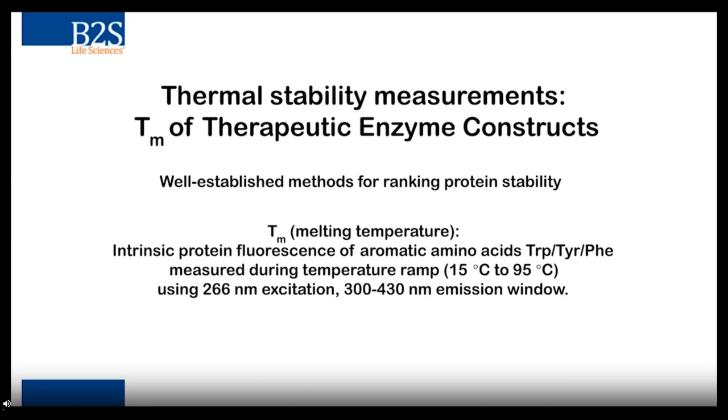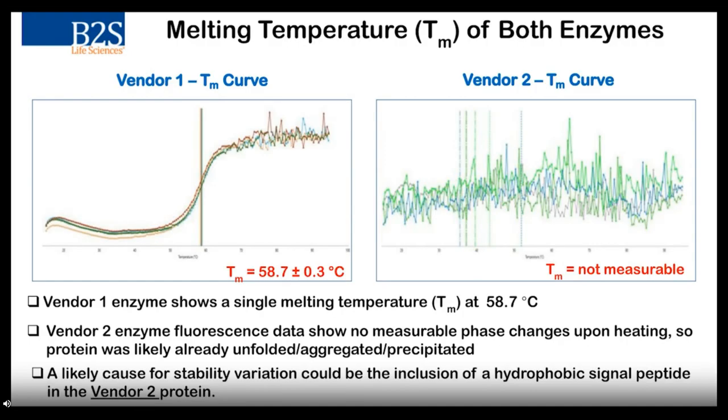So after we collect the DLS data, we often use the same samples within the same Uncle to perform a TM study. So this is thermal stability by way of melting point or melting temperature, which we often shorten as TM. And as Kevin mentioned at the top of the presentation, this is essentially measuring the intrinsic fluorescence of a protein as a function of temperature.